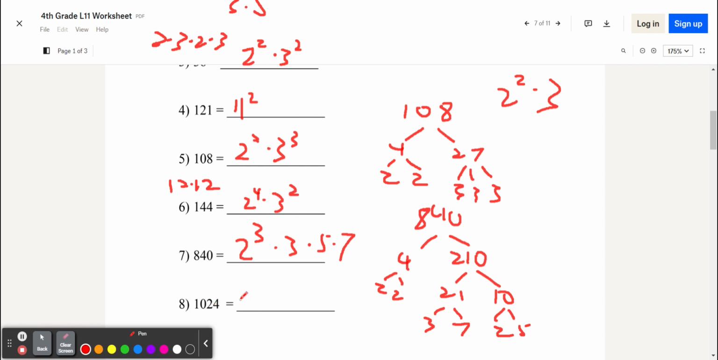And then lastly, a fun one, 1024. This is actually just equal to 2 to the power of 10. That's it.